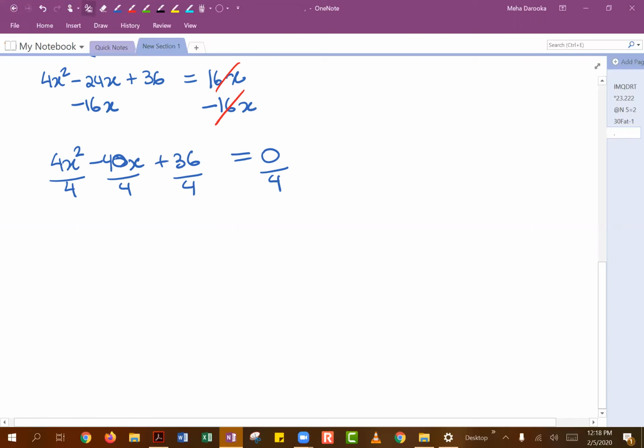what happens to the first term? Yeah, just x squared. Okay. For the middle term, very good. 4 goes into 40 10 times. That will become 10x. And 4 goes into 36. Very good. 9 times. And of course, 0 divided by 4 is 0. So now you're working with much smaller numbers, which makes our life easier to try and solve it. But you could have used the 4x squared, 40x, and 36 to help you out.